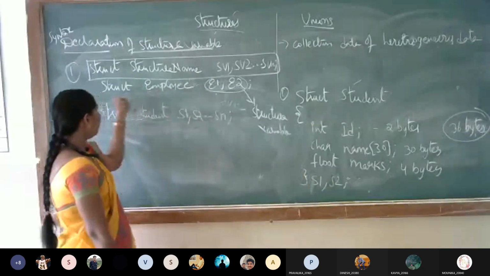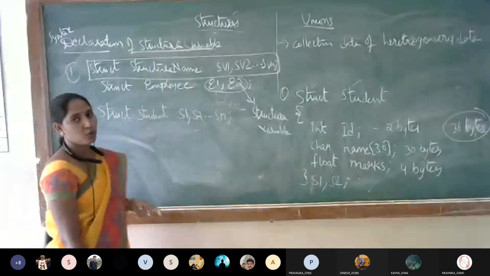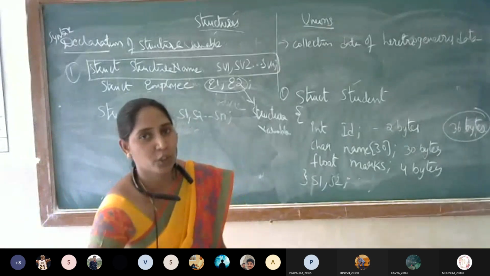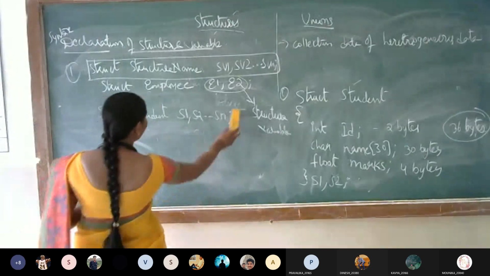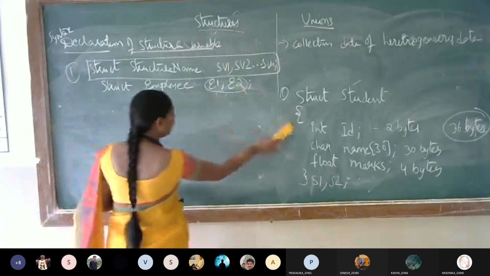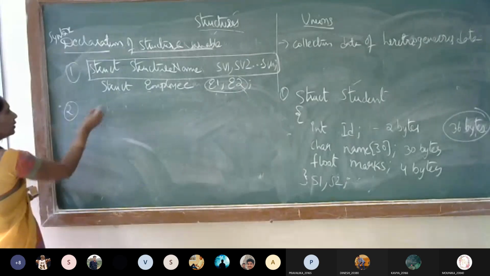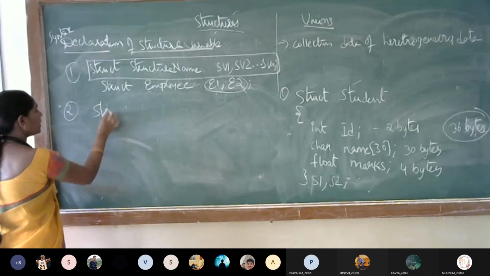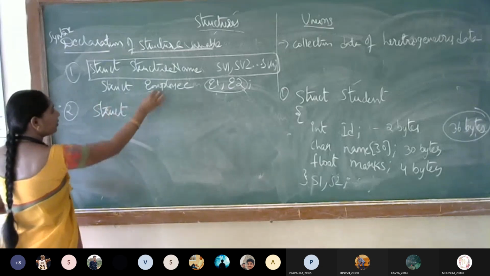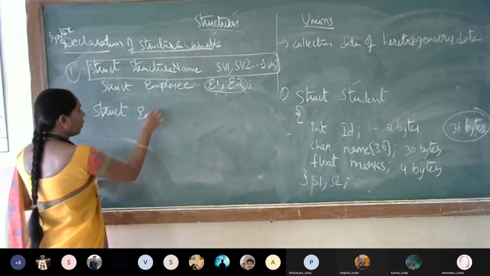So for employees, what did we give? struct employee E1, E2 semicolon. That is the declaration of the structure variables. In a similar way, I can declare in the second method also. What is the second method? For this one, directly write struct, then specify employee.